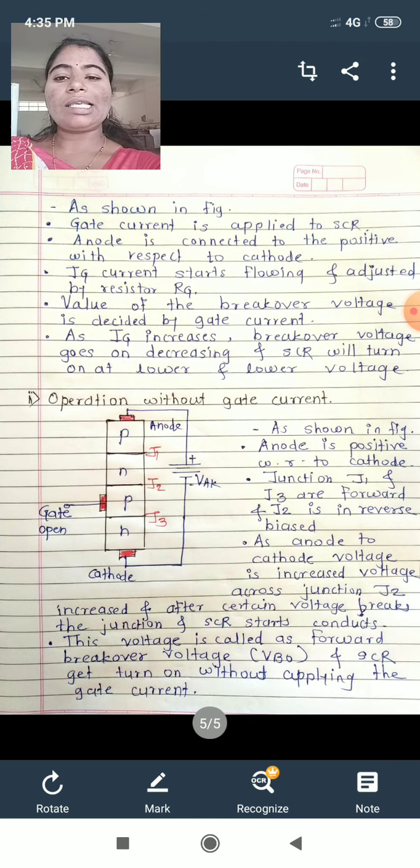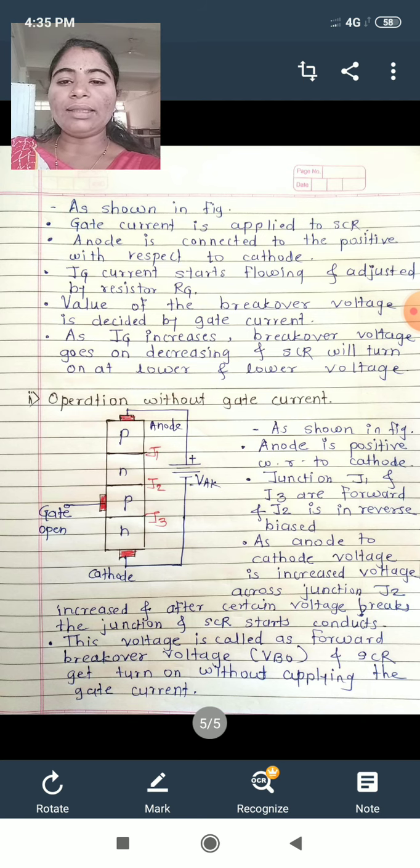Now see the next figure, that is operation without gate current. In this diagram, the diagram is the same as before, only one difference is there, that is the gate terminal is open. No supply is connected to the gate terminal. Now see what happened in this case.